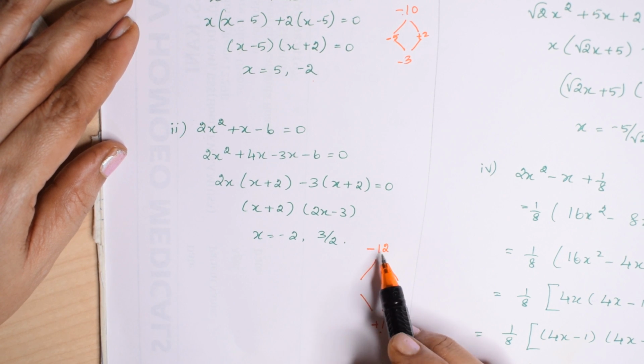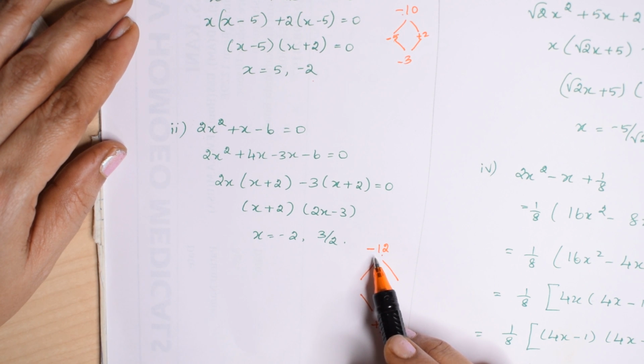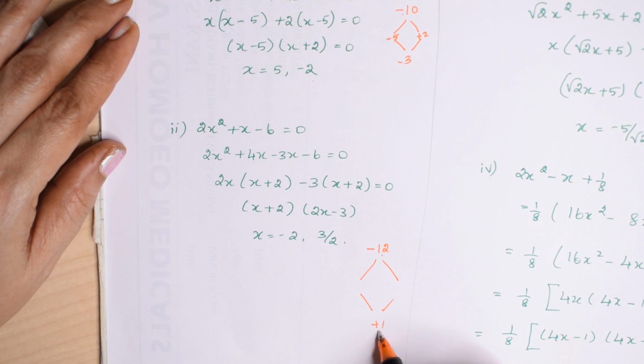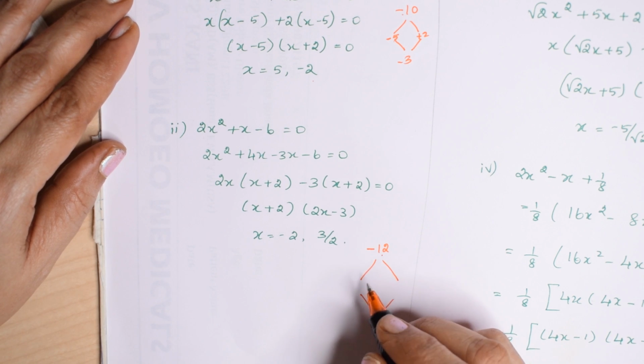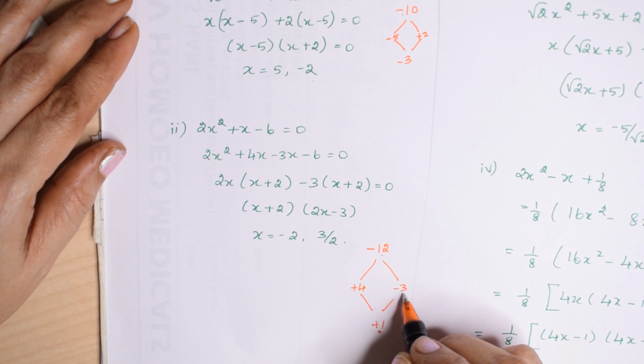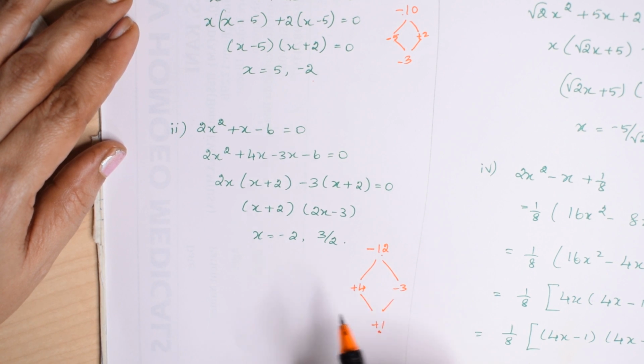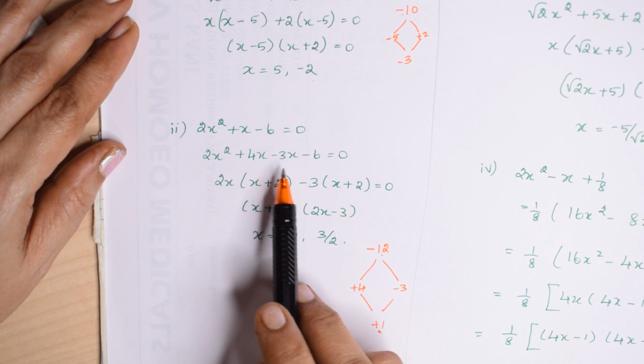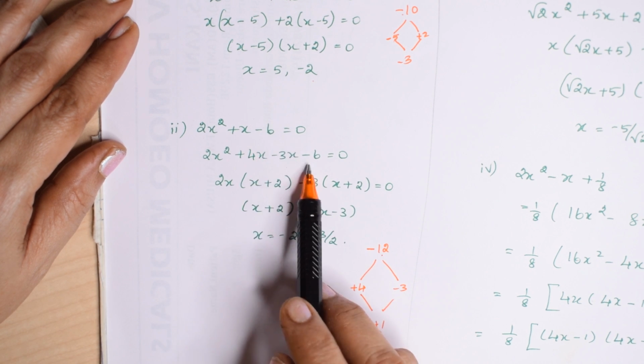And what do we understand? One number is a plus number and one number is a minus number. When the product is negative, we can understand that one number is positive and the second number is negative. And this plus here shows that the bigger number is going to be the plus number and the smaller number is a minus number. So those numbers are plus 4 and minus 3. When I multiply plus 4 and minus 3, I get minus 12. When I add this, I get plus 1, right? So I split the terms as plus 4x minus 3x and I write the remaining minus 6 here.